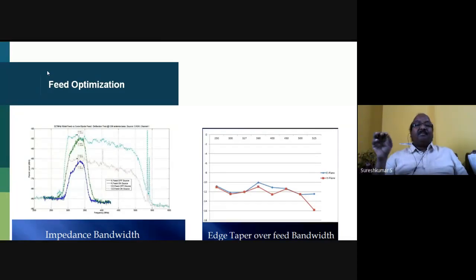This is the performance obtained after using a conical reflector in the design. And this 12 dB power of the radiation pattern of the feed cuts exactly at the edge of the parabolic dish, which is about 62.5 degrees.